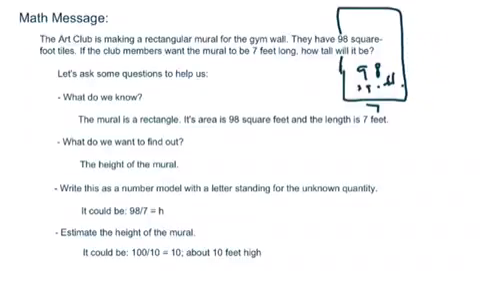If we wrote it as a number model with a letter standing for the unknown quantity, we would have this: 98 divided by 7 equals h for height. You wouldn't have to use this exact one, but that's a good one. And if we estimated the height of the mural, we could round 98 to 100 and the 7 to a 10, so 100 divided by 10 is 10. So we can imagine it's going to be about 10 feet high.